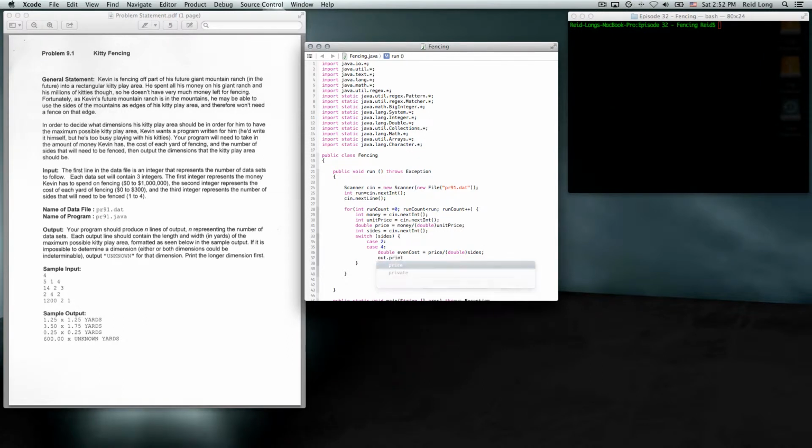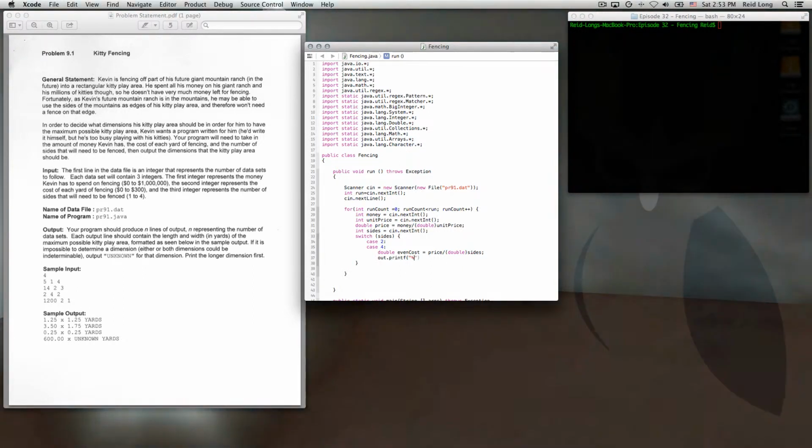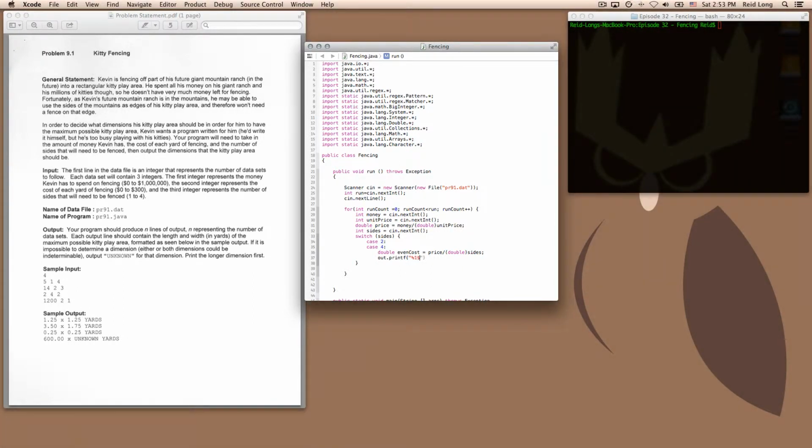Then I'm going to do a printf so I can match the formatting really efficiently. So I'm just going to go percent 1$. I'm going to store only one even cost, so I'm just going to do 1$ to take the first one twice. Dot 2f x percent 1$ dot 2f yards, all caps, followed by a new line. Then I'm going to have even cost inside the printf. And then I'm going to break so I don't do any of the other cases.